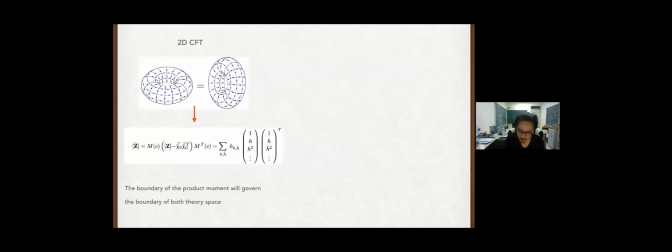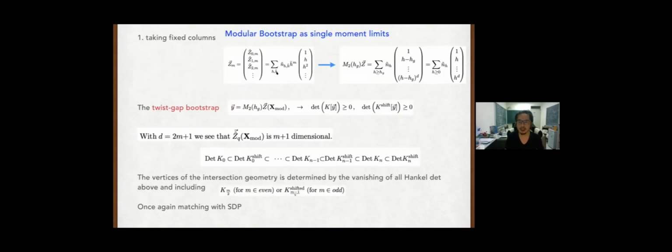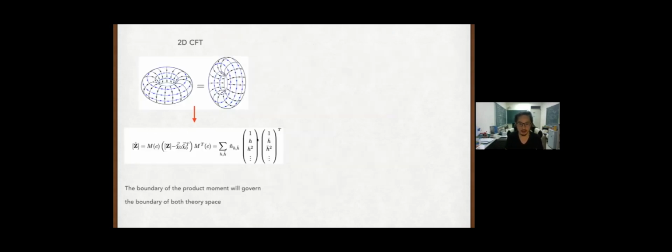Okay, since I'm running out of time, I'm going to mention very few things about the modular hedron story. But the story is the same. Again, the partition function is bounded by the convex hull of this product moment. And then we can ask about its intersection with some symmetry plane, which will be the modular plane. Now I'm just going to talk about the single moment limits because these are more connected to the well-known bootstrap problems.